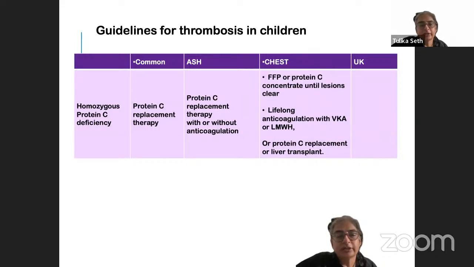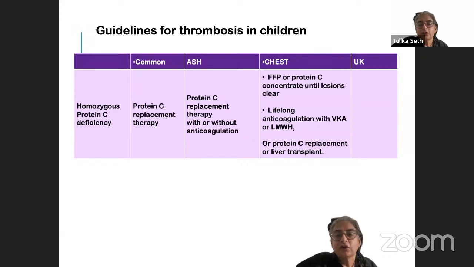That way you can avoid lifelong anticoagulation. In the ASH guidelines, they say, again, you should give protein C replacement with or without anticoagulation. In the CHEST guidelines, you can give FFP or protein C, because FFP would also contain protein C.